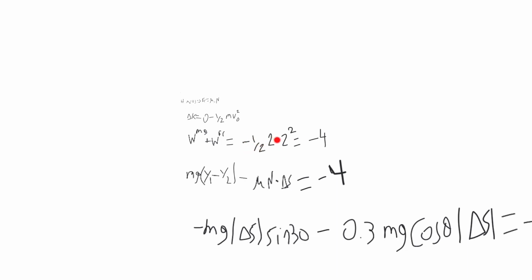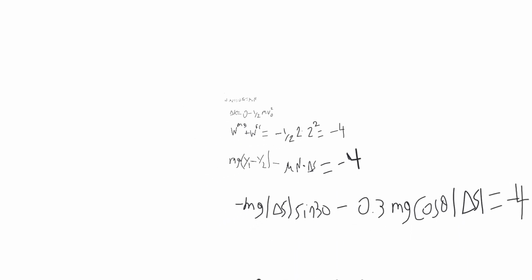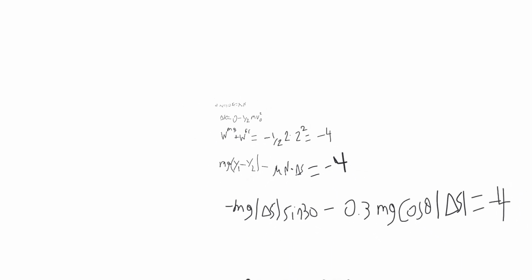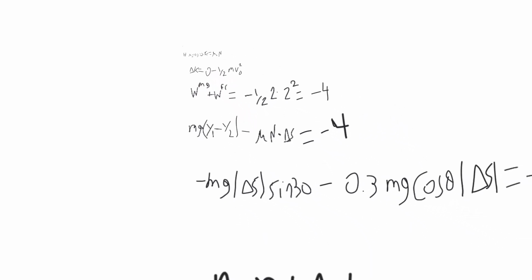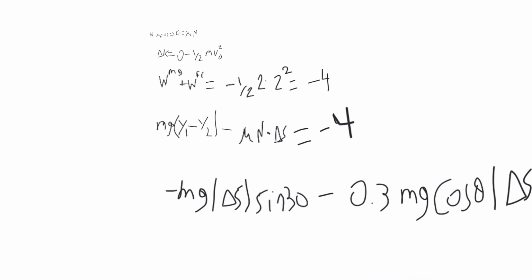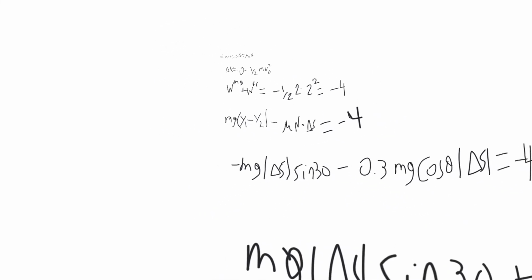So negative half times 2 to the power of 2 is going to equal negative 4, right? And we're really just using this part here, and that's going to be equal to negative 4. But we need the work to find the distance and displacement, right? Okay, so this is the same as this. This is the work done by the weight force, and this is the work done by the friction force.